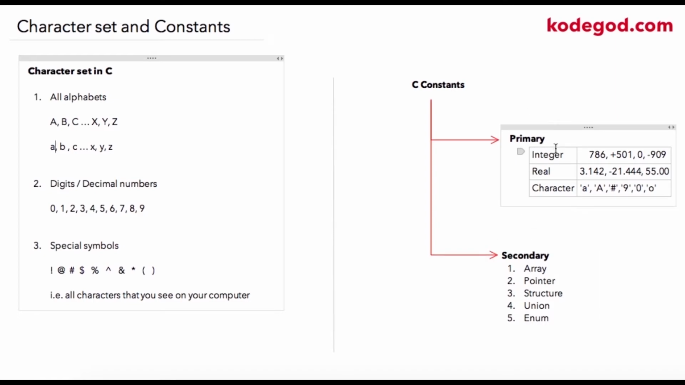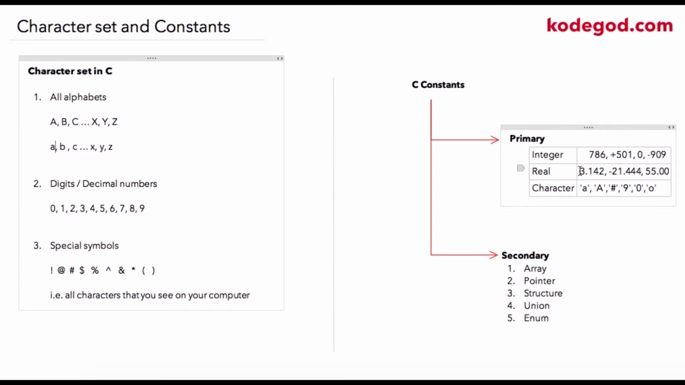In C language, constants are of two types: primary constants and secondary constants. So what are primary constants? Those are basically three types. Primary constants in C are integer, real, and character. This we have seen in the previous lecture. Integers are basically whole numbers. A few examples: 786, plus 501, 0, minus 09. These are a few integer constants.